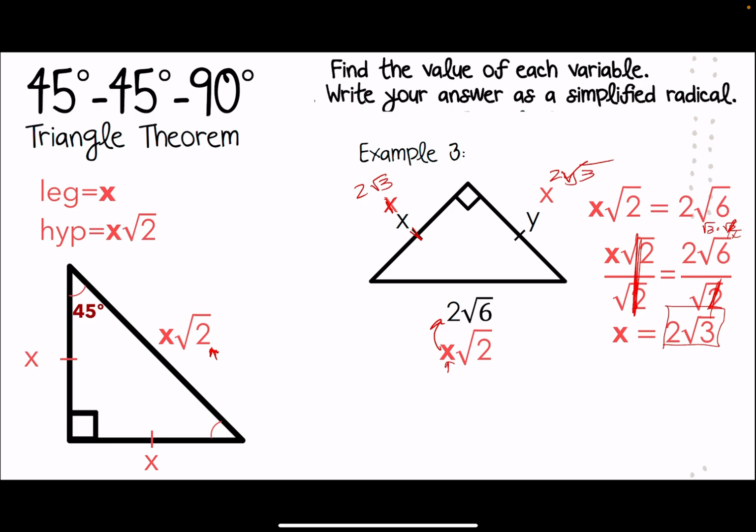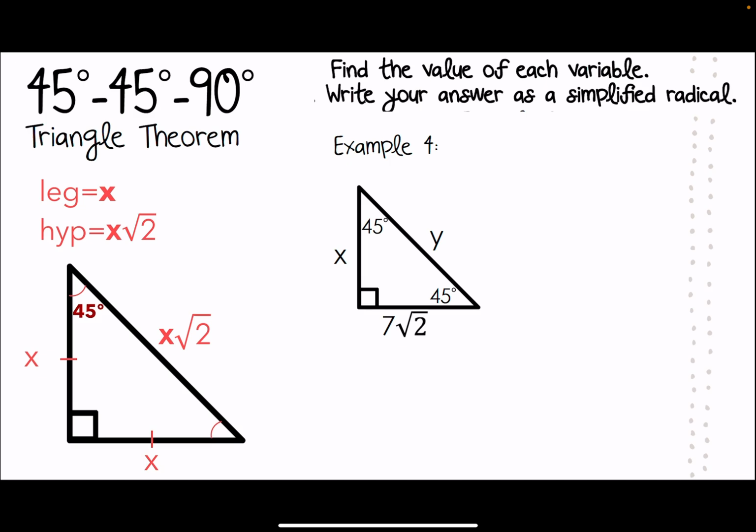Which means X and Y are both 2 square roots of 3 in this instance. All right, so label it out, solve for what we know with our triangle, how we set it up, and then we'll give them the answers that they want.